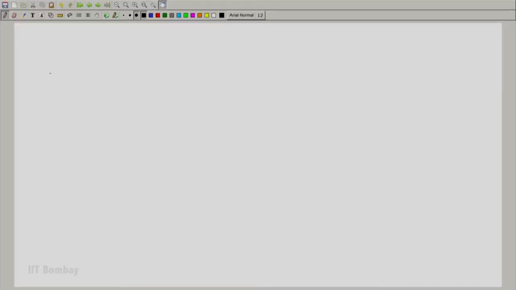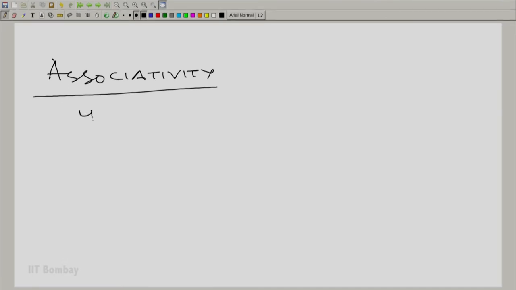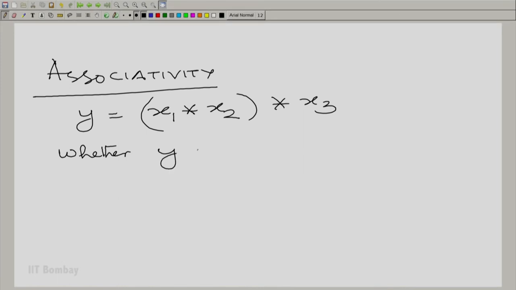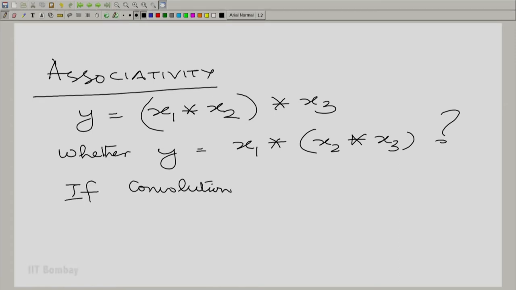Now, we shall take up the question of associativity. We will first do it in the discrete independent variable case as before and then go to the continuous independent. So, let's take the meaning of associativity first. Associativity, as the name suggests, is a question of association between pairs. So, what you really want is to consider x1 convolved with x2 first and then with x3, and to question whether y is also equal to x1 convolved with the result of convolution of x2 and x3. So, if convolution is associative, yes, let us prove.